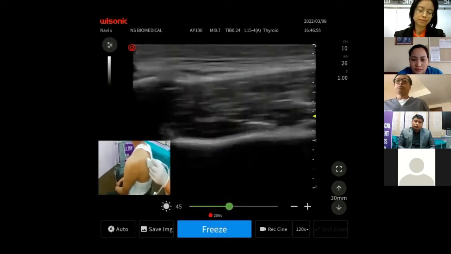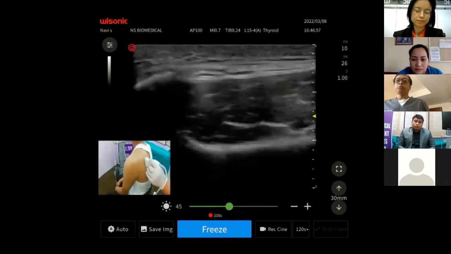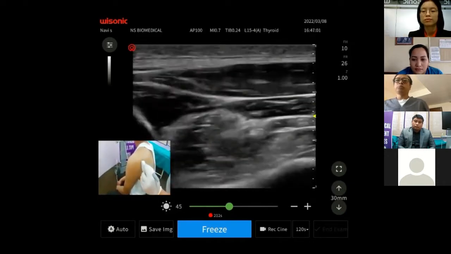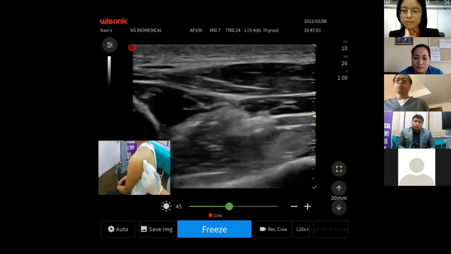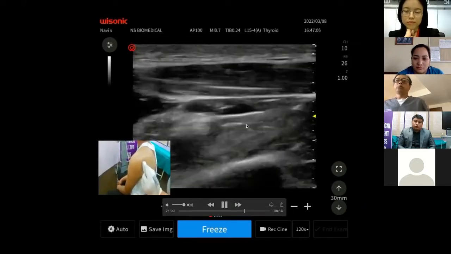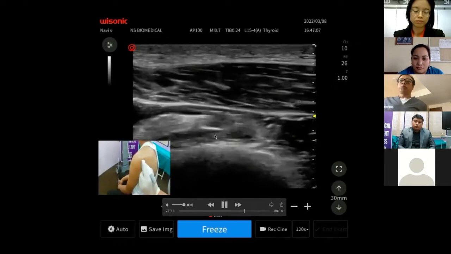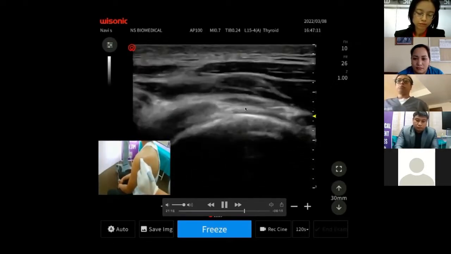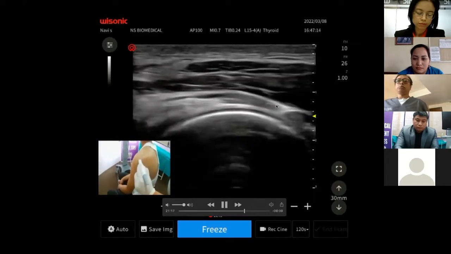So again, scanning the infraspinatus muscle in the short axis, as I go laterally, we can see the teres minor muscle arising from the infraspinatus fossa, changing into the tendon below the infraspinatus, and then inserting to the greater tuberosity.